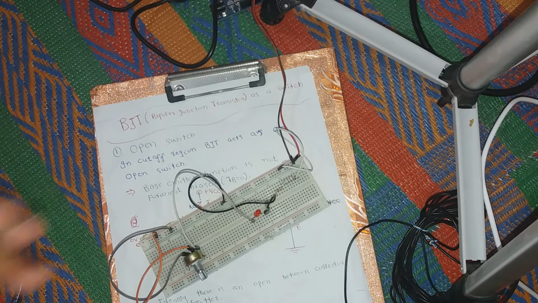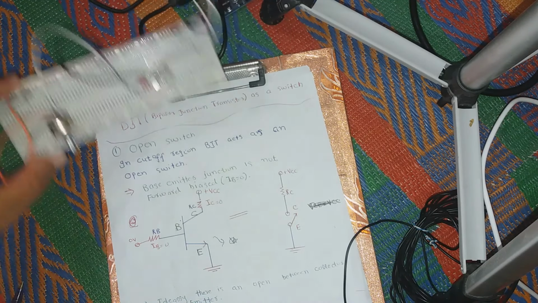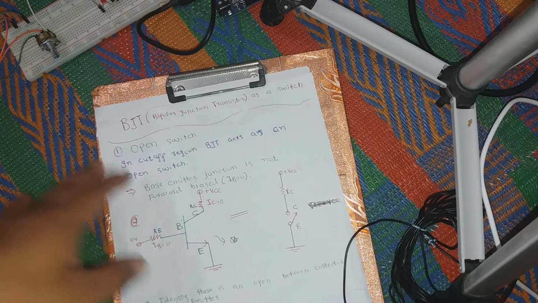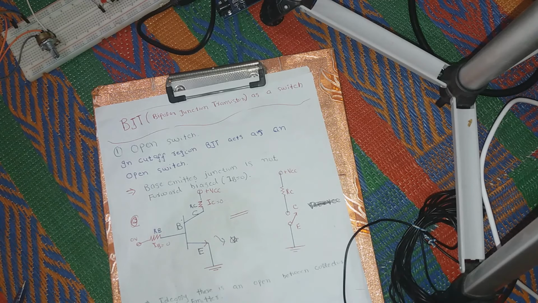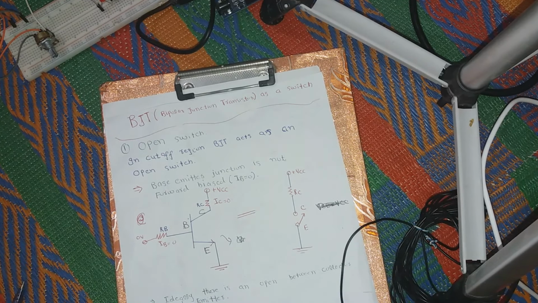Now, before discussing it practically, I would like to explain it on the page, so let's get started. Basically, a BJT operates in four regions, that is cutoff region, saturation region, active region, and breakdown region. But here we will focus on two regions, that is cutoff region and saturation region. So let's rock and roll.